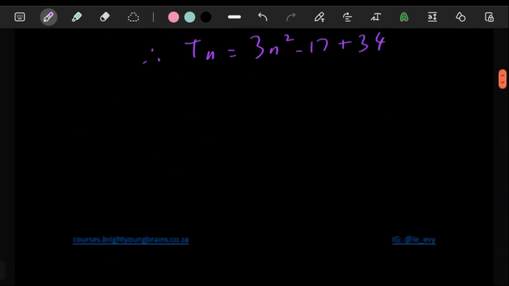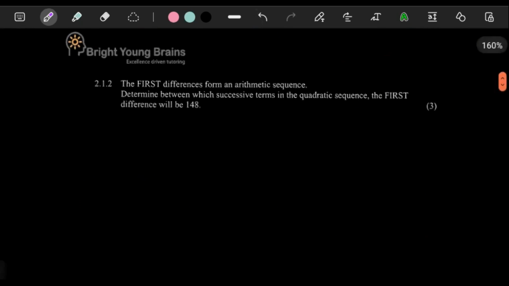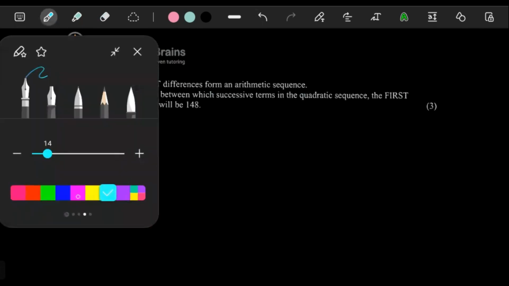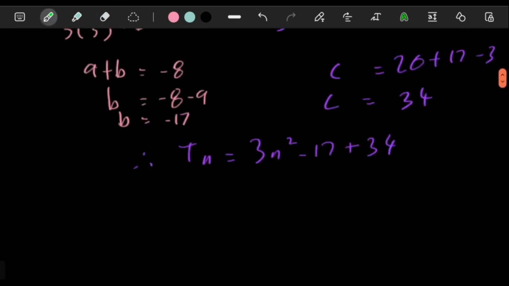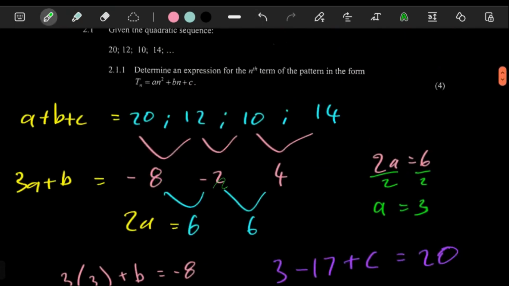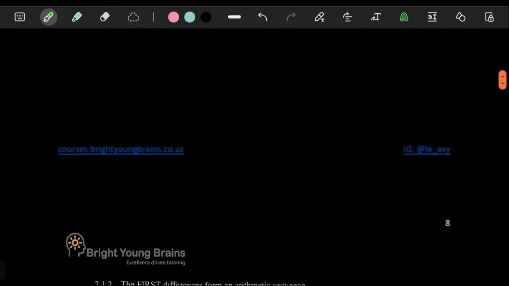Okay, the next one. 3 marks. This says the first differences form an arithmetic sequence. Yes, they always do. Because if you look at the first differences, it's these numbers, negative 8, negative 2, and 4, going onwards. You can see they have a common difference, which is 6. So this is referred to as the first differences. And yes, there'll always be an arithmetic sequence since they have a common difference.